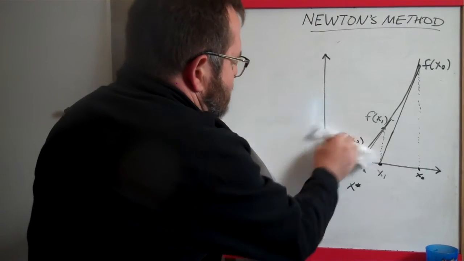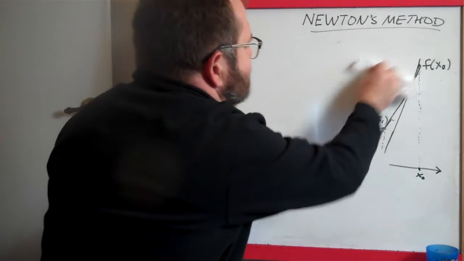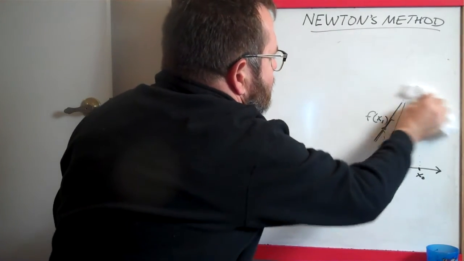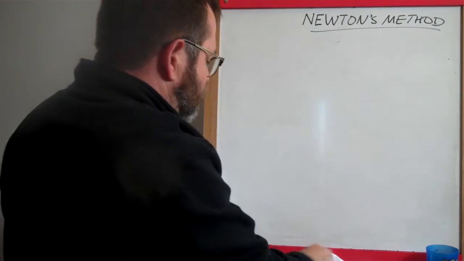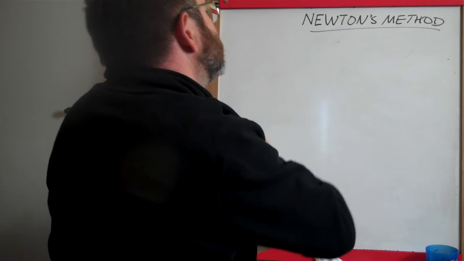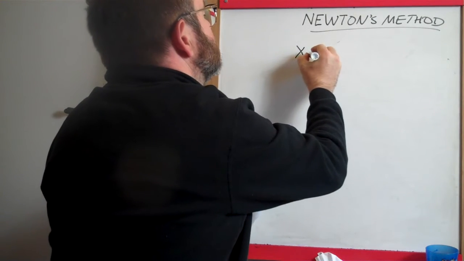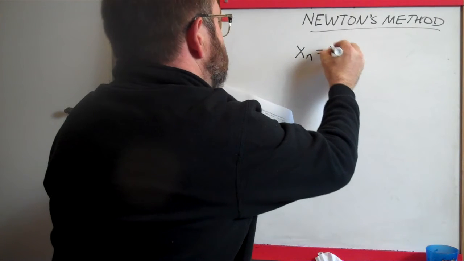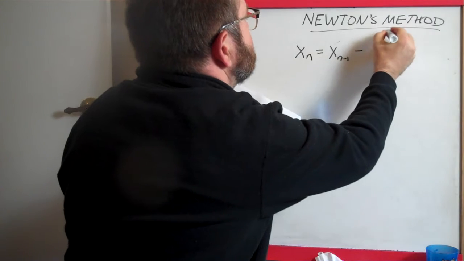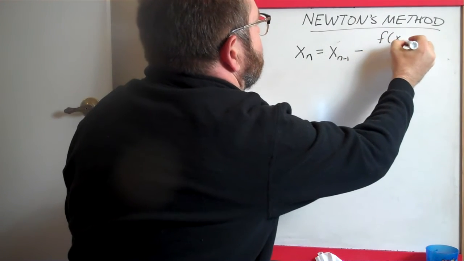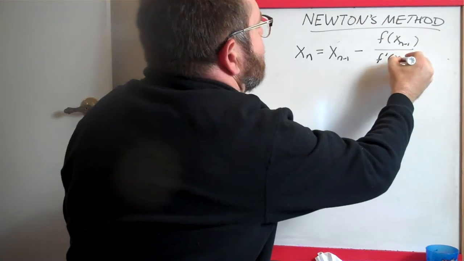Now, the good news is this business of drawing this diagram with these tangent lines and so on is not actually necessary, because they can distill this down into an equation that will help you here. Newton's method tells us, as I showed on the middle of page 2 here, that x sub n equals x of n minus 1 minus f of x of n minus 1 all over f prime of x of n minus 1.